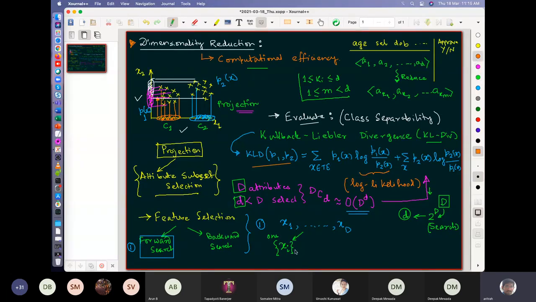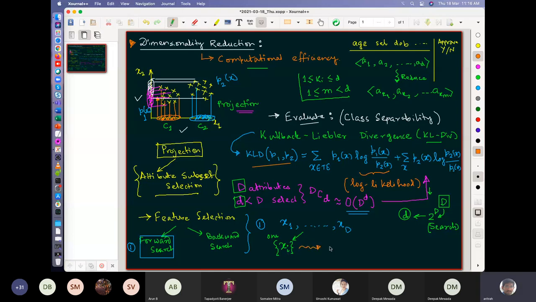If I project onto the x1 line, it will give a certain divergence value. If I project only onto the x2 line, it will give a certain divergence value, up to xd. Among those, whichever gives me the best divergence or best class separability, I will choose.